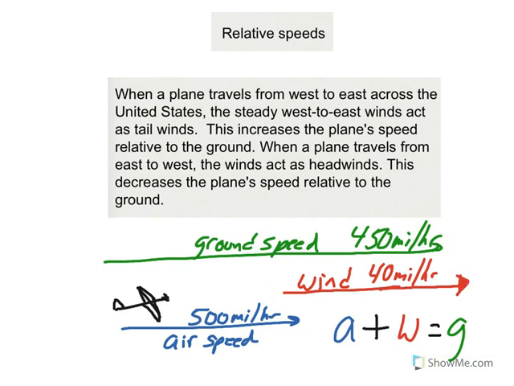If we change the direction of the wind speed, our ground speed then becomes 550 miles an hour, because we're taking the airspeed plus the wind speed to get the ground speed. Please add this to your notes.